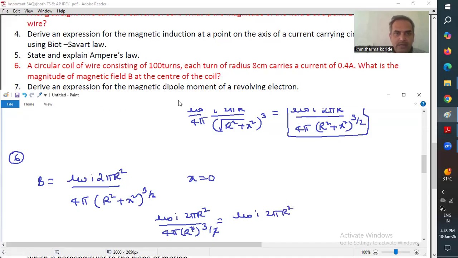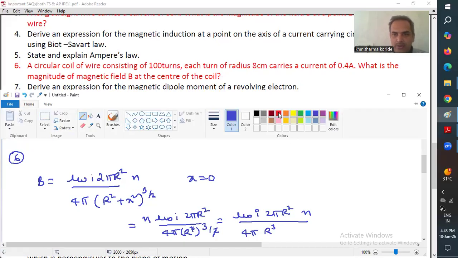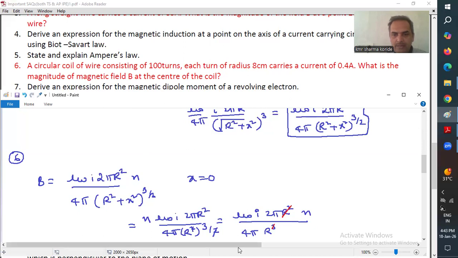If n turns are given, every turn will have its field at the observed point. So mu naught I 2 pi r square into n, even here also you can write that, divided by 4 pi r cube. Therefore r square and r cube cancel, pi cancels, and the 2s cancel. So finally we get mu naught I into n by 2r.